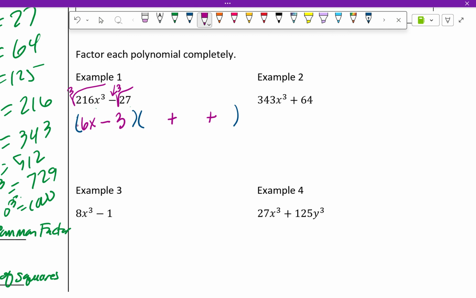All right. I'm going to square this one here. What's the square of 6x? 36x squared. Good. What's the square of 3? 9. Okay. And then I'm going to take these and I'm going to multiply them together, ignoring the sign. So what's 6x times 3? 18x.